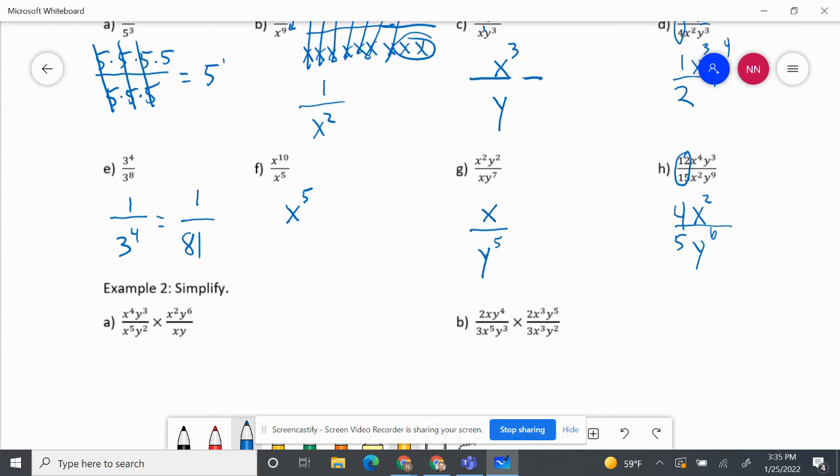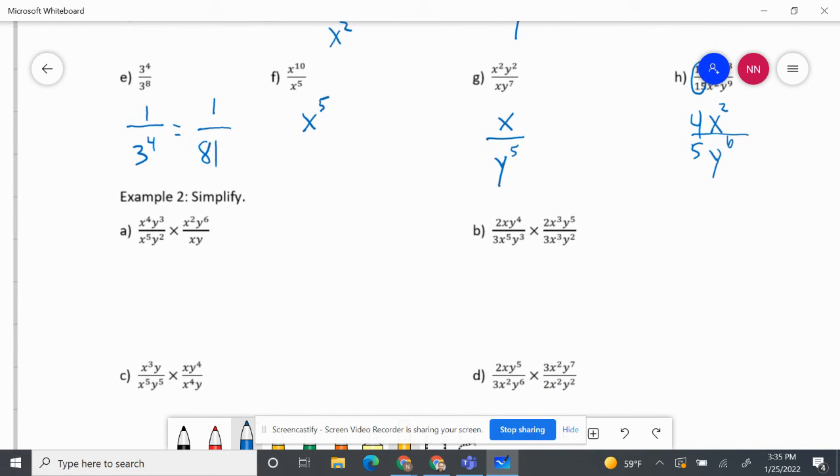Now, for the second example, we're going to look at 2 steps. First, we're going to use the product property, and we're going to multiply the numerator. Then we're going to multiply the denominator. And then we're going to do the same thing that we did before. So when we multiply, we add the exponents. 4 plus 2 gives us 6. 3 plus 6 gives us 9. 5 plus 1 gives us 6. And 2 plus 1 gives us 3.